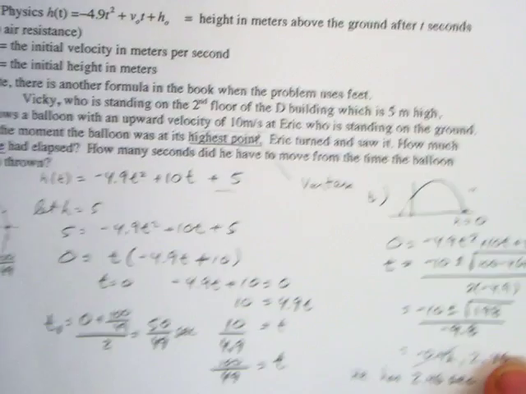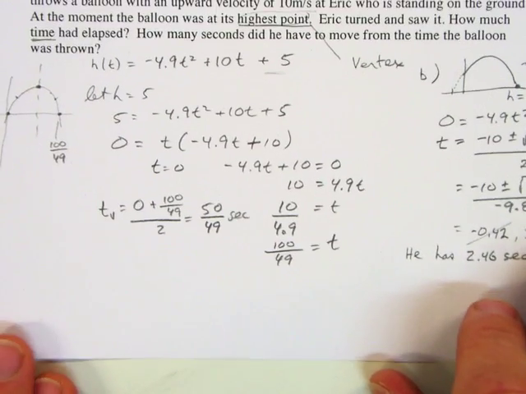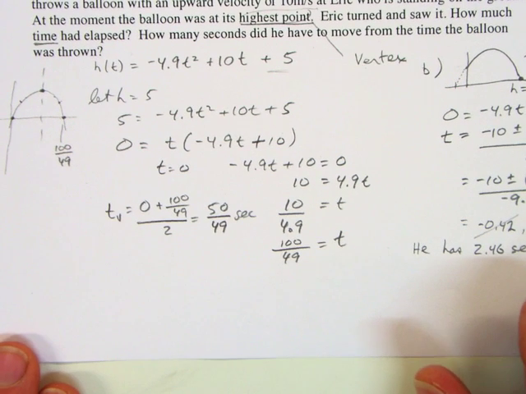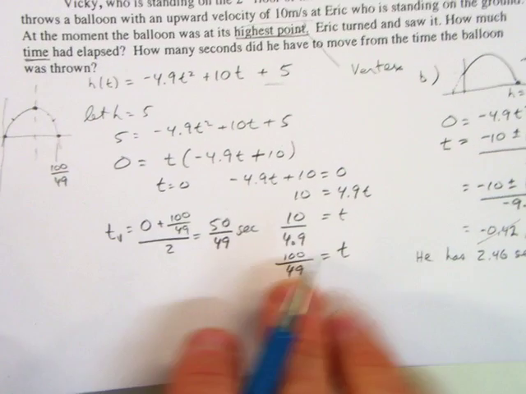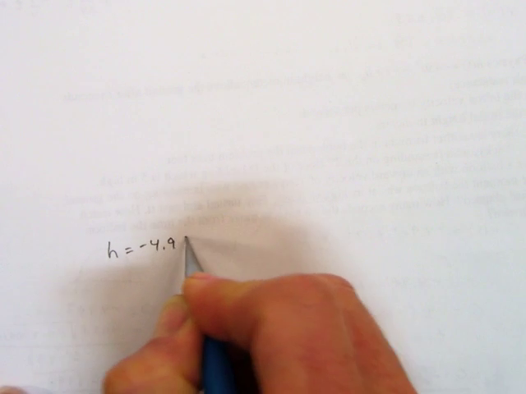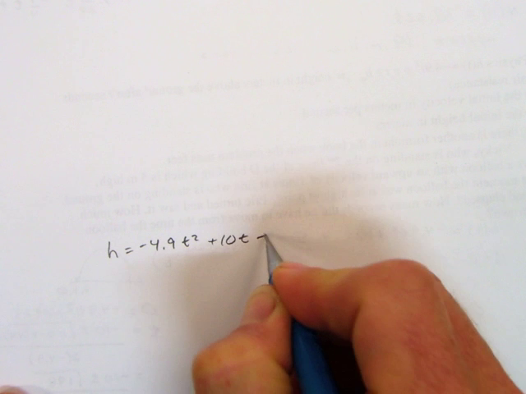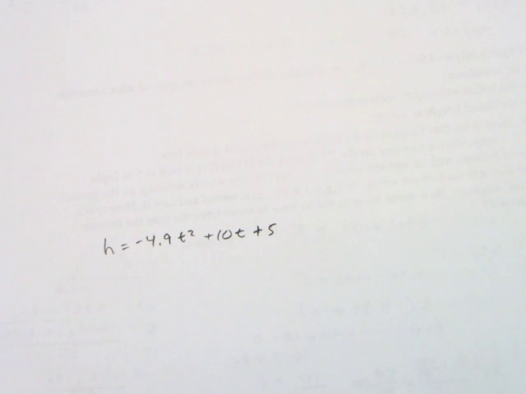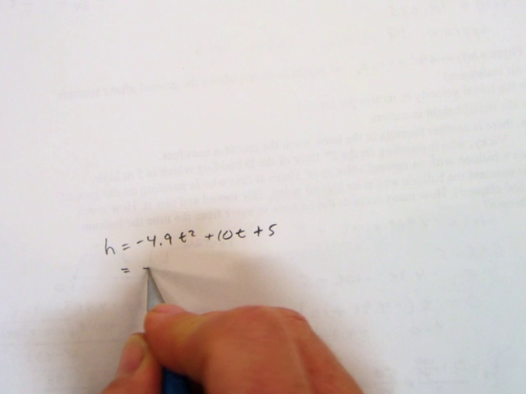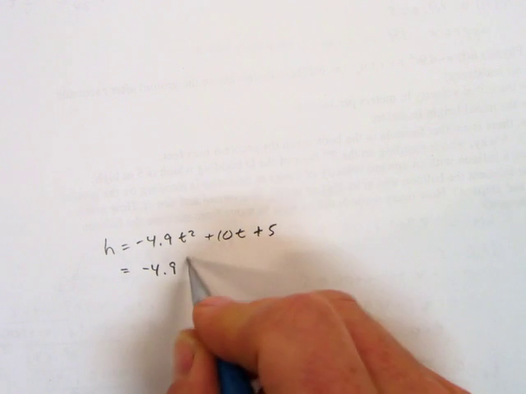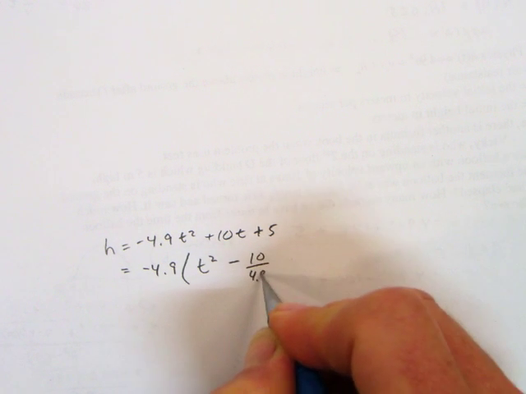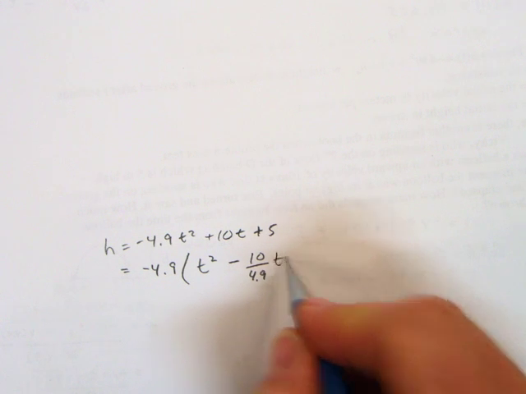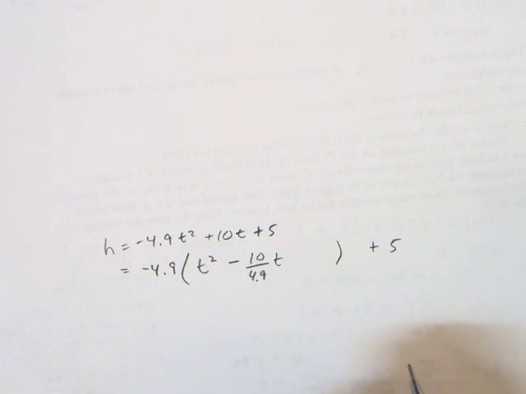Let me show you another way we could have done the first part. How else can we find the vertex? We can complete the square. That one's not going to be quite as nice, and I'll throw that one on the back of it. We have h equals negative 4.9 t squared plus 10t plus 5. So I'm just going to give an alternate way to go about finding the vertex here. We're going to factor out the negative 4.9. So we'll have t squared minus 10 over 4.9 t, and then we'll leave the 5 alone.